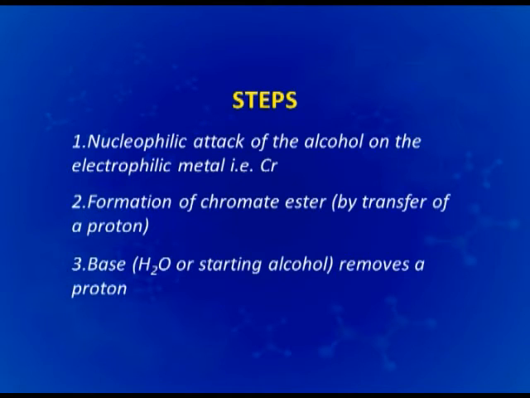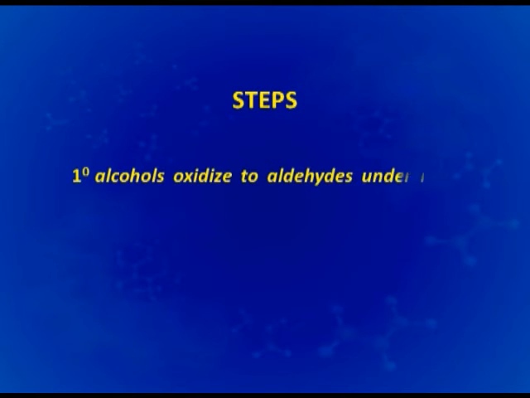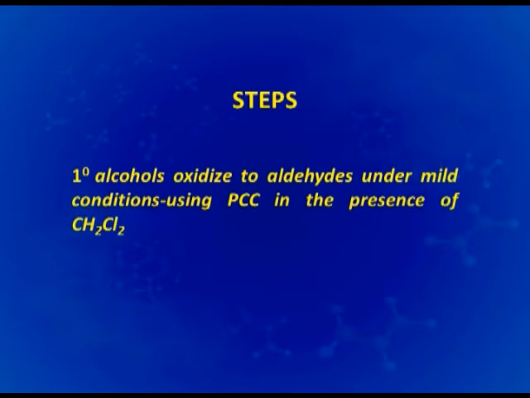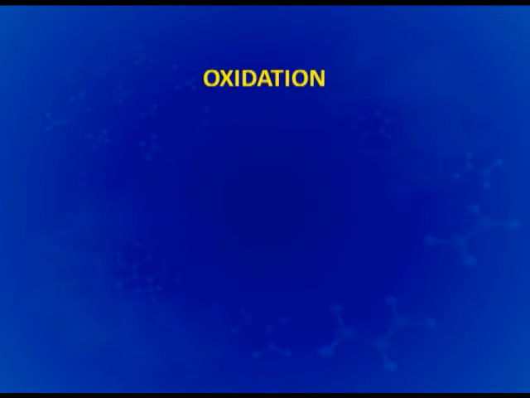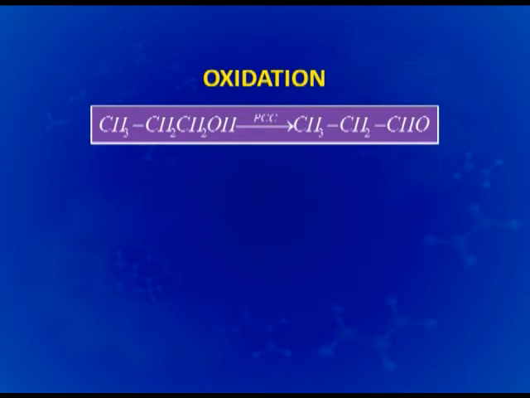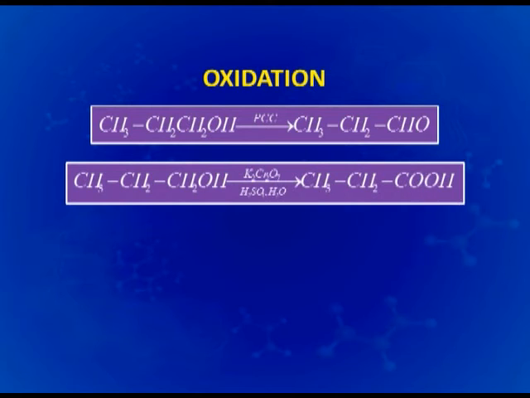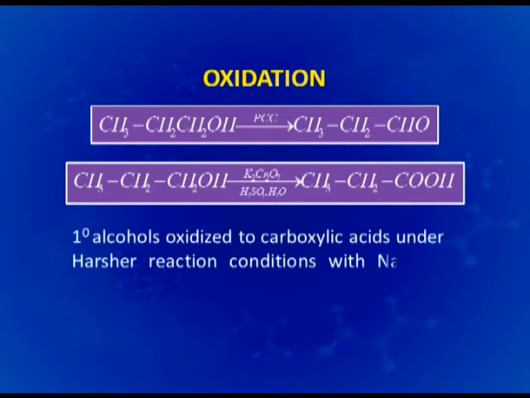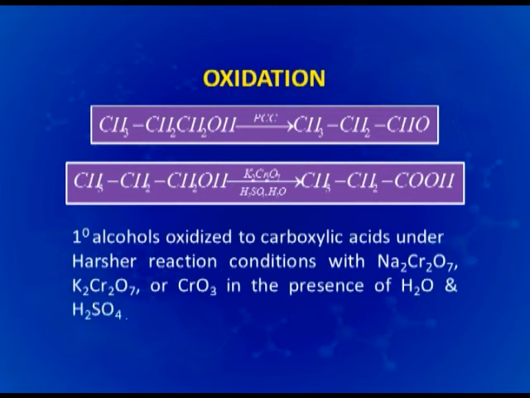And one more thing I want to emphasize is that primary alcohols oxidize to aldehydes under mild conditions using pyridinium chlorochromate in the presence of methylene chloride. So, this is the example reaction of the oxidation of primary alcohols with pyridinium chlorochromate, and the second one is with potassium dichromate: primary alcohols oxidize to carboxylic acid under harsher reaction conditions with sodium dichromate or potassium dichromate or chromium oxide in the presence of water as well as sulfuric acid.